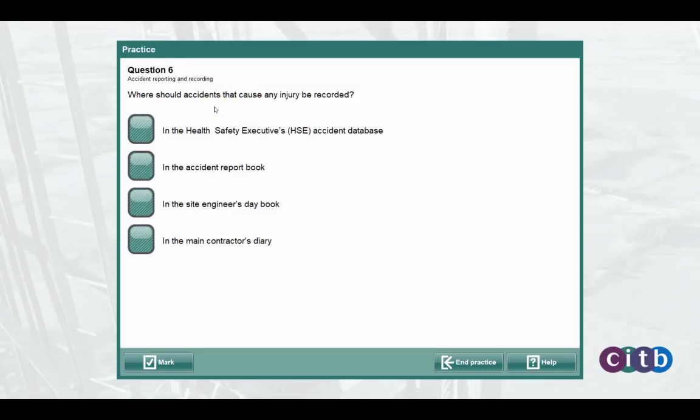Where should accidents that cause any injury be recorded? In the Health and Safety Executive's HSE Accident Database. In the Accident Report Book. In the Site Engineer's Daybook. In the Main Contractor's Diary.